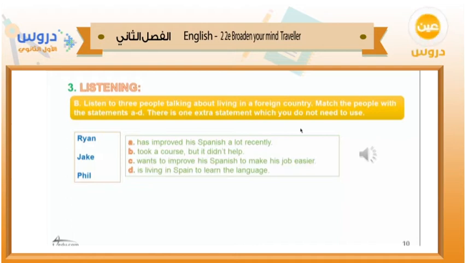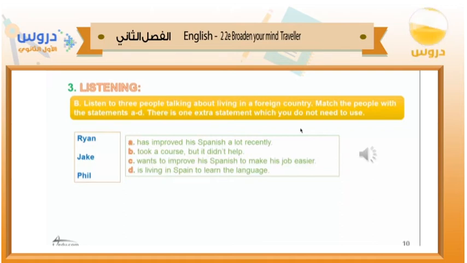Jake. I've been here since last September. The first few months were very hard for me. I found it difficult to understand the professors, and I didn't speak to my classmates because I was afraid of making mistakes. My flatmate Thomas had the same problem, and we decided to take a course to improve our Spanish. It was a great idea because I've already improved so much that I can read newspapers and books. And I almost never have problems at the university.